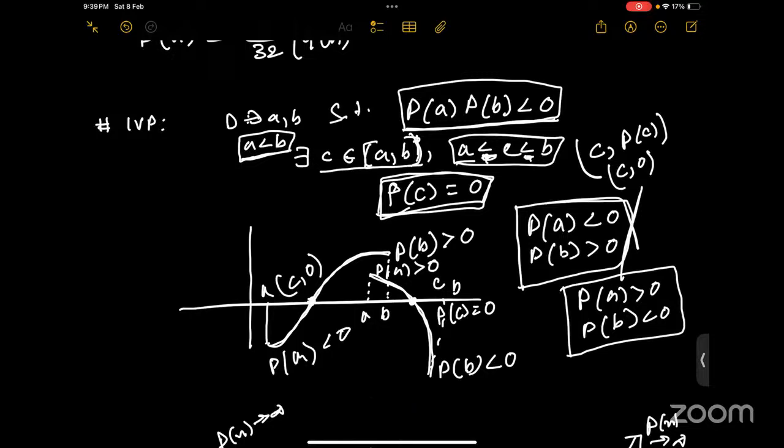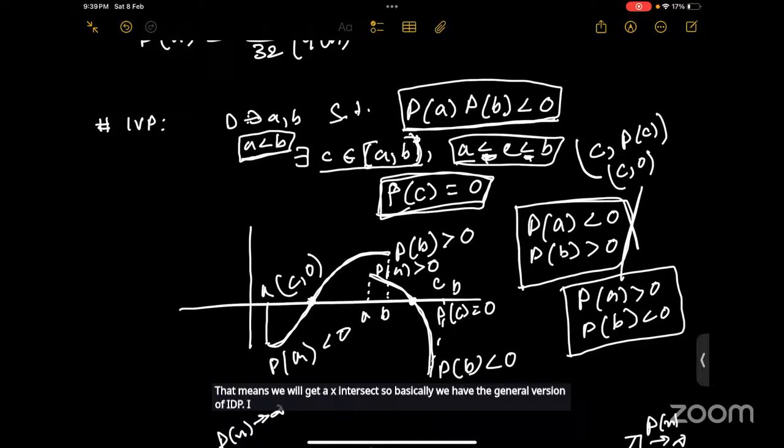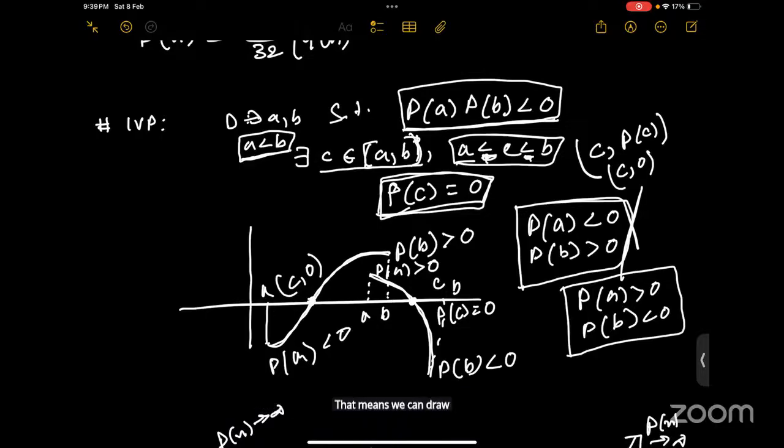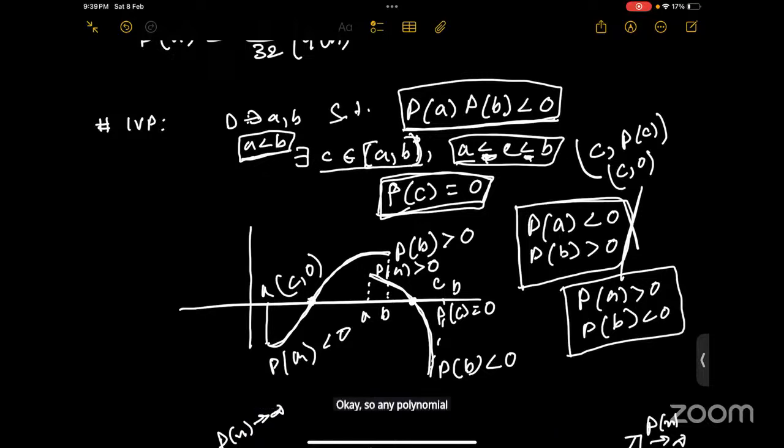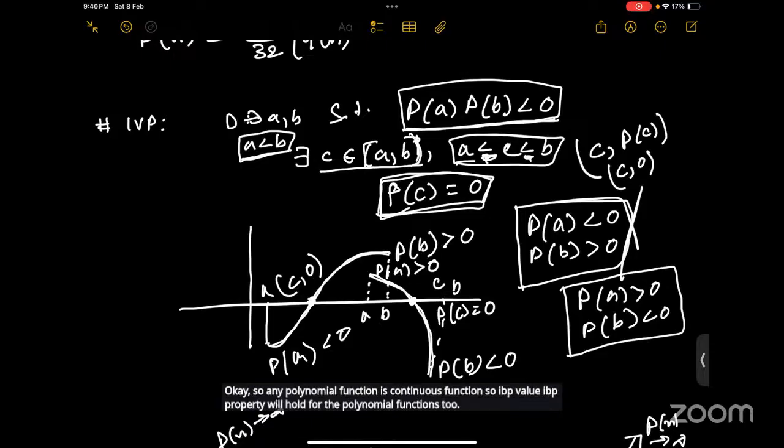That means we will get an x-intercept. So basically, we have the general version of IVP. IVP is true for any continuous function, okay? And polynomial functions are a particular case of continuous functions. So all polynomial functions are continuous functions. That means we can draw any polynomial function without lifting our pen, like with a single drag of our pen, okay? So any polynomial function is continuous, so the IVP property will hold for polynomial functions too.